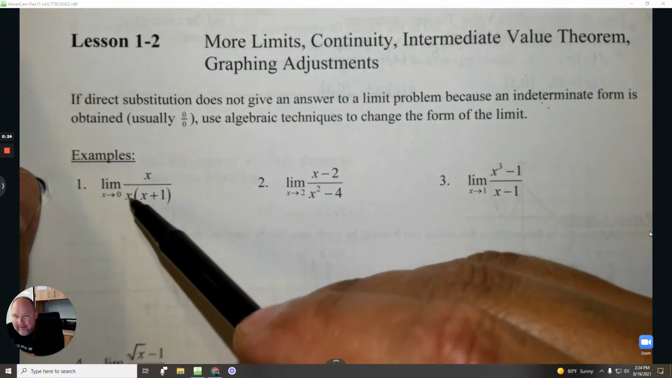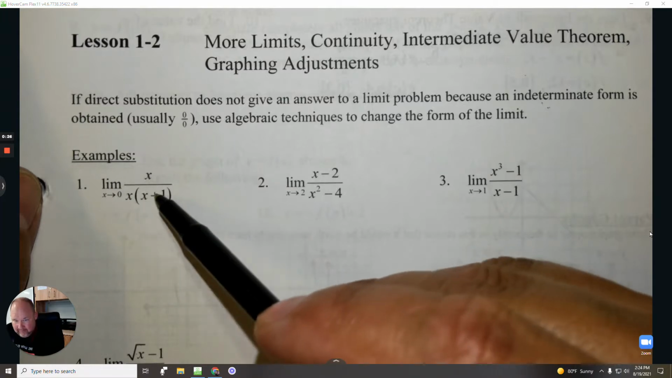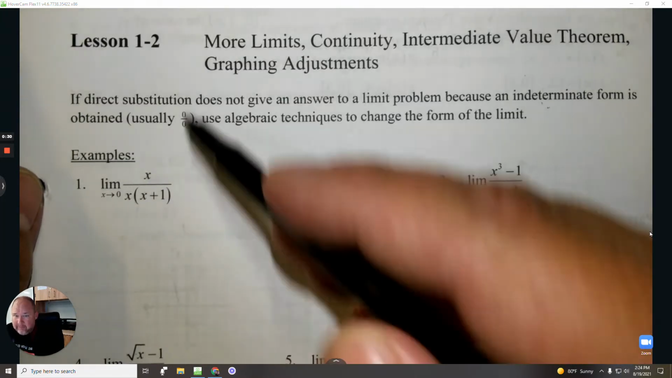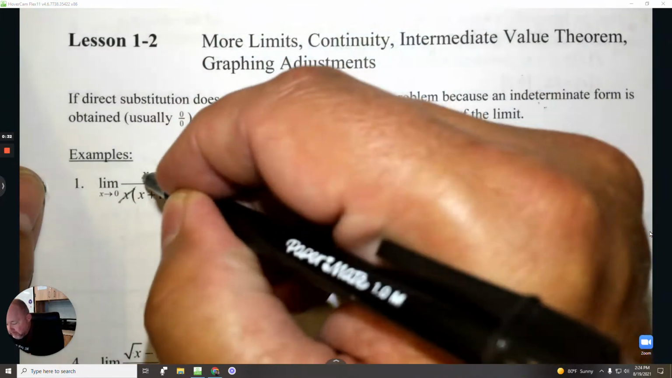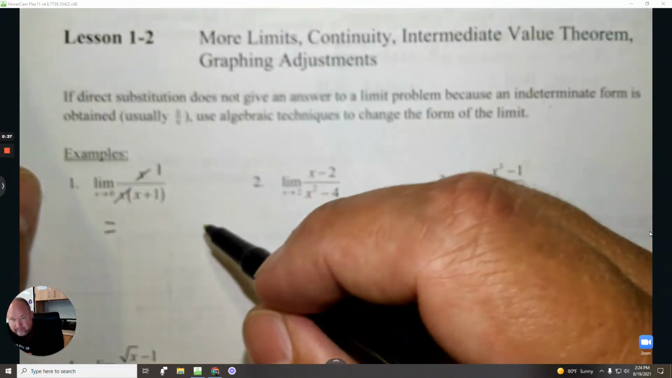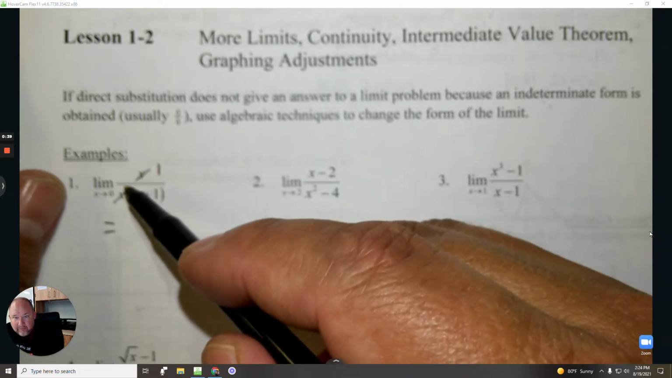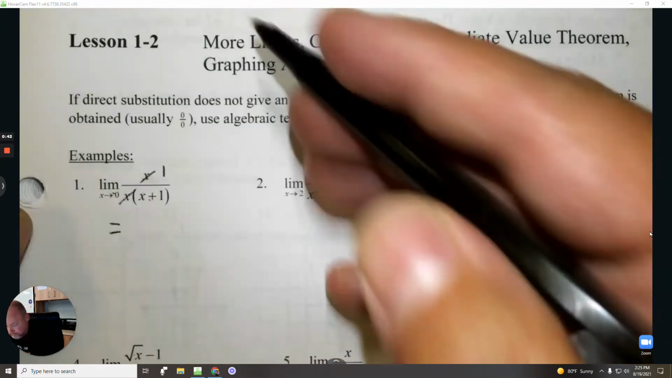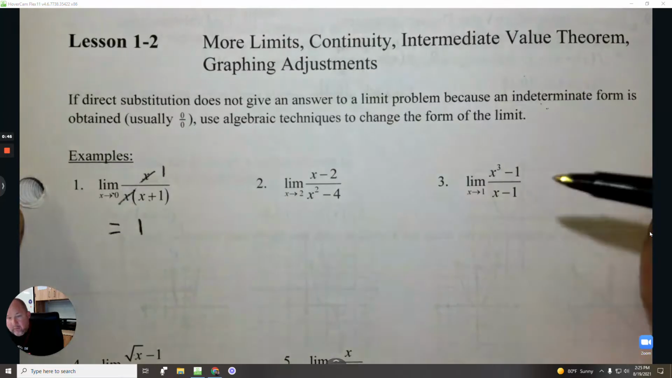If I evaluate at 0, 0 times anything will give me a 0 on the bottom and a 0 on the top. What we can do is remove the x and then reevaluate. This is called a removable discontinuity. The limit still exists. Plug 0 in now and you get the answer 1.